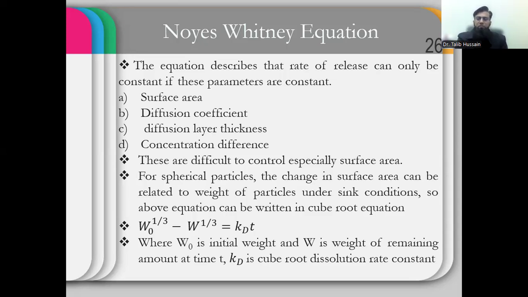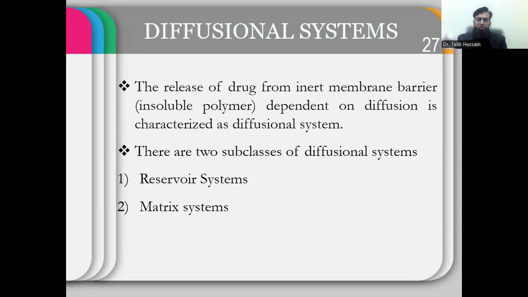If the change in cube root weight remains constant, then it will be dependent on the time. If there is a slight change in the weight change during the kinetics, it will not depend on the time, or it will vary on the basis of weights. Weights are actually concentration, so it will become first order kinetics. So normally, if there is a linear relationship between change in weight and time, then it will be controlled release, otherwise it will be sustained release. A second system is known as the diffusional system.